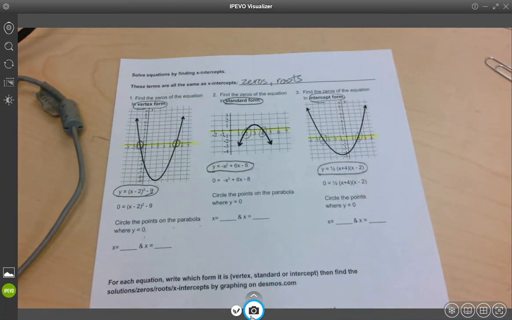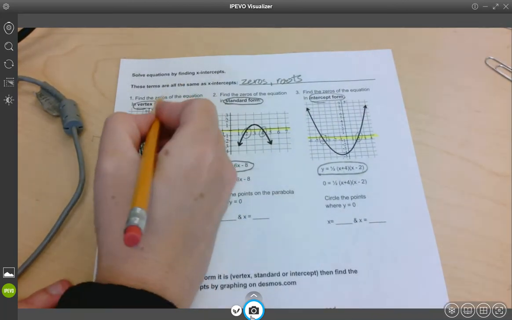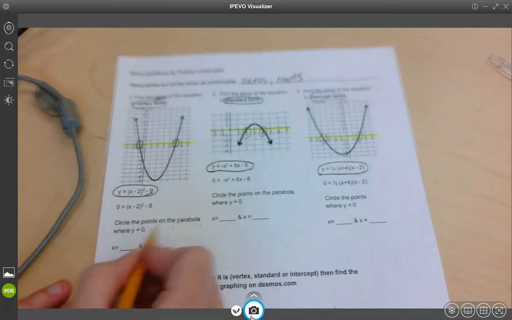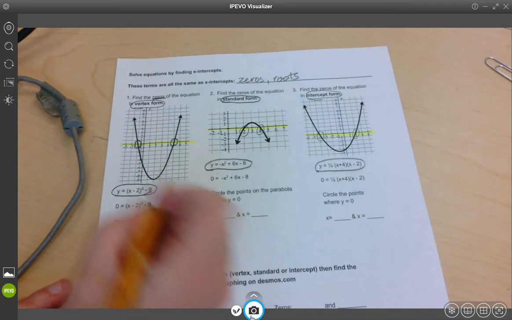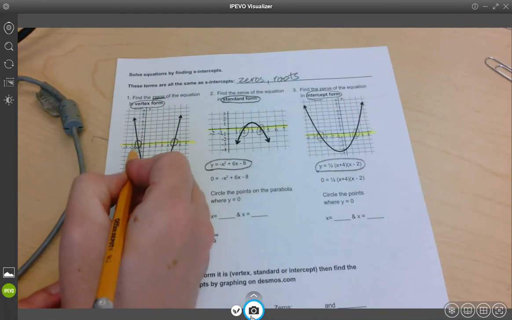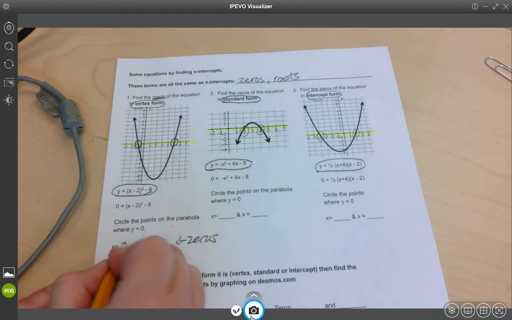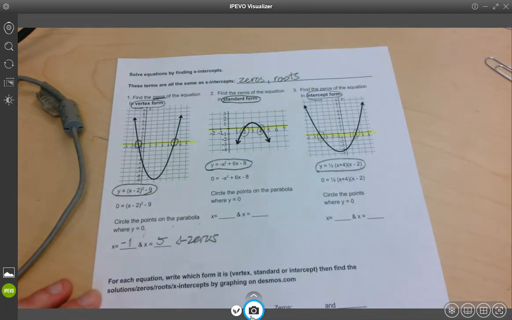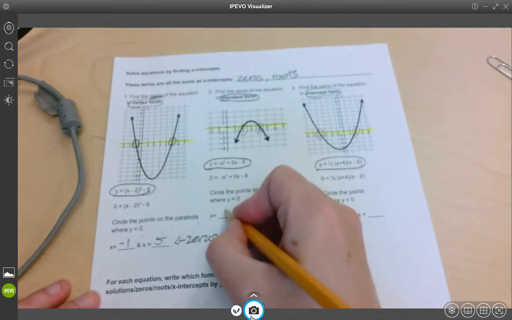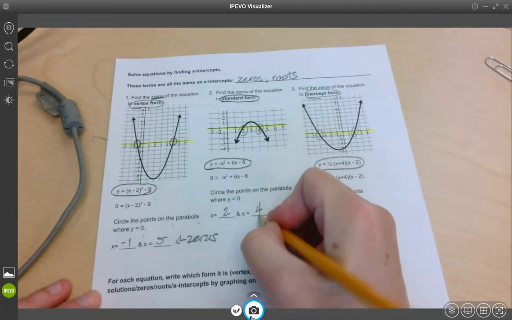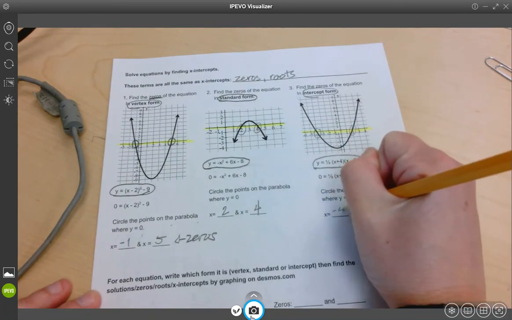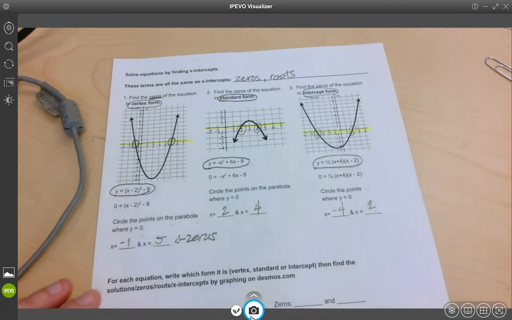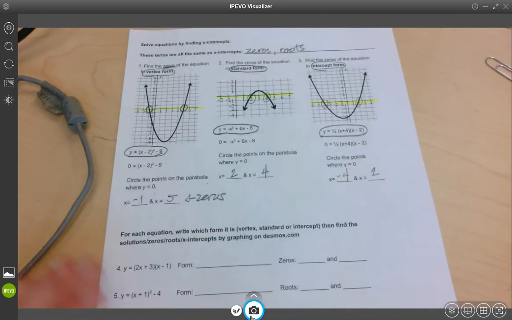Okay, so if I ask you to find the zeros, they are, in this case, -1 and 5. And in this case, 2 and 4. And in this case, -4 and 2. These are all the zeros.